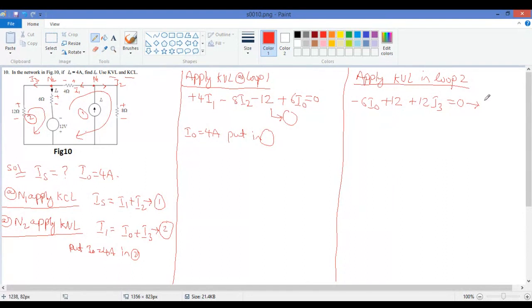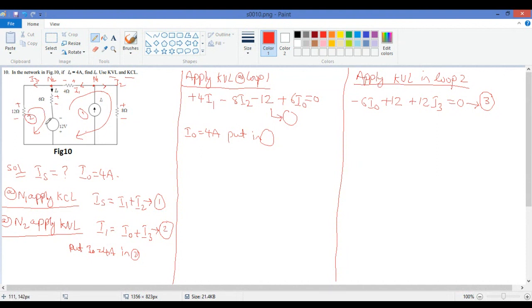I will call this equation 3. Now all of you, is this equation 3 clear? I applied KVL in this first loop, but here all are unknowns. There are two unknowns, I1 and I2, and only I0 is known. Only one value is known and two values are unknown, so we cannot find them out. That's why let us first solve loop 2.